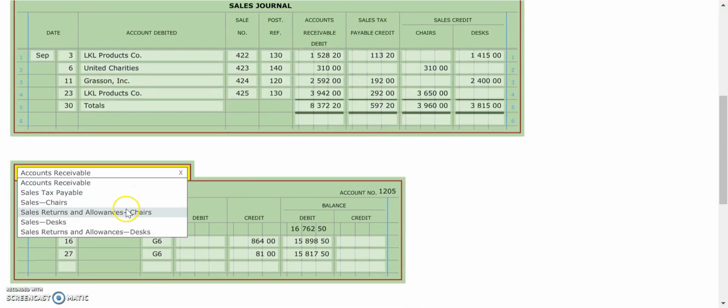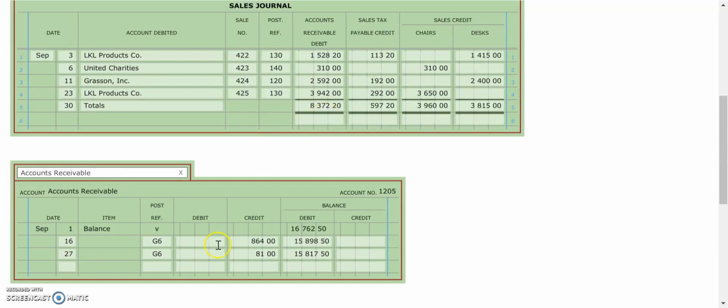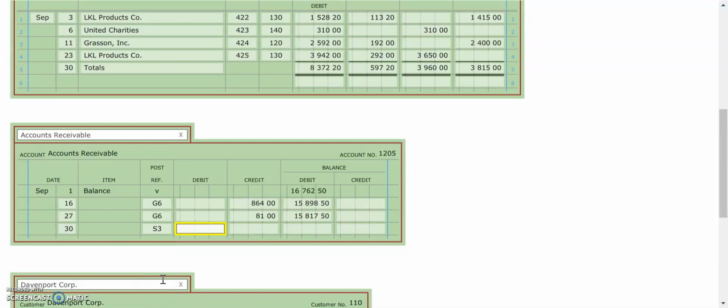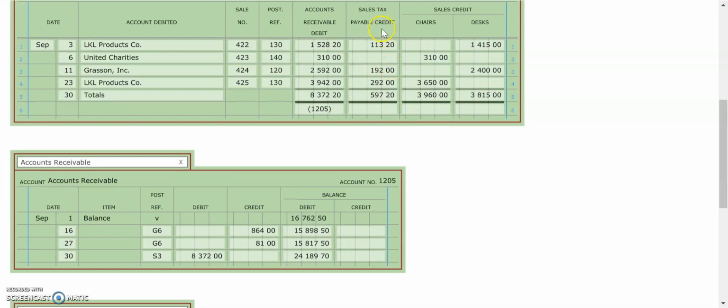So we'll open up our accounts receivable, which is first. And so again, we put the 30th. Remember that this is coming from our sales journal, so we need to put sales, and then we are on page 3. So we put S3. This is a debit for $8,372, which means that our new balance is going to be added to our old one. So we get a new balance of $24,189.70. And then we come up here, we put a parenthesis 1205 for our accounts receivable number, and we're ready to go to our next one, which is sales tax payable.